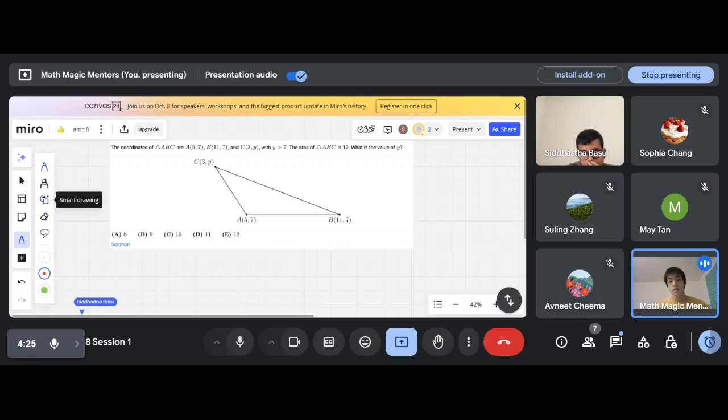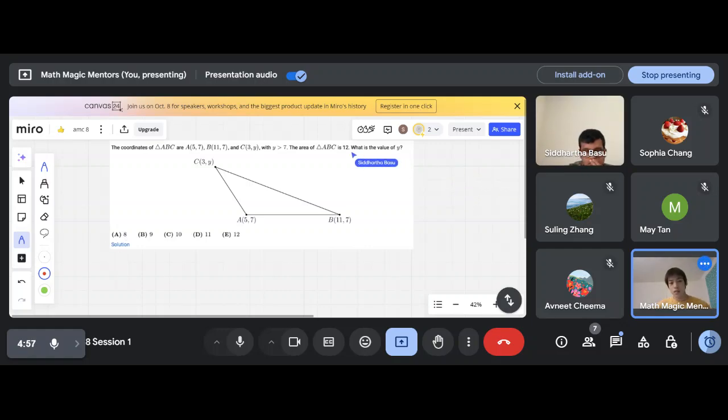All right. So I'm gonna read the problem again one more time. The coordinates of triangle ABC are A (5, 7), B (11, 7), and C (3, y) with y greater than 7. The area of triangle ABC is 12. What is the value of y? And the test makers are very nice to give you the actual triangle so you can visualize what's going on in the problem. And then we have 5 answer choices, 8 to 12.